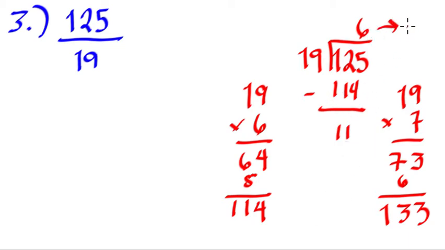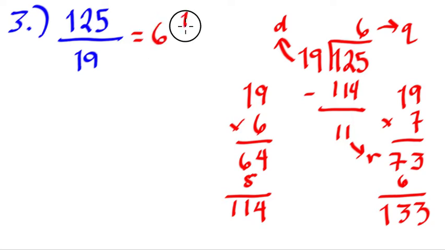Again, this is the quotient, let's call this your Q. This is your remainder, let's call this your R, and this is your divisor, let's call this your D. So what will be the answer? The answer is 6 and 11 over 19. So that's it.